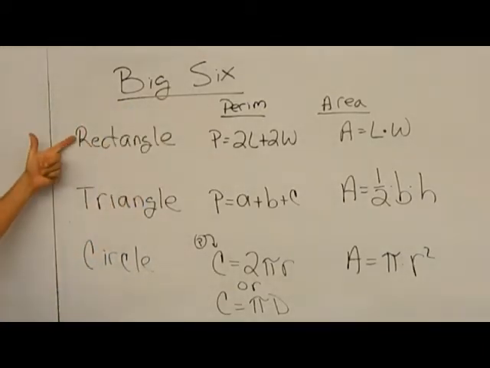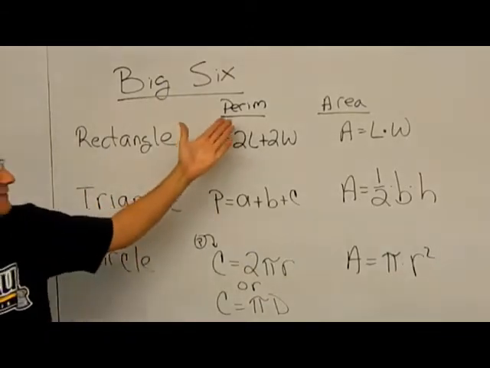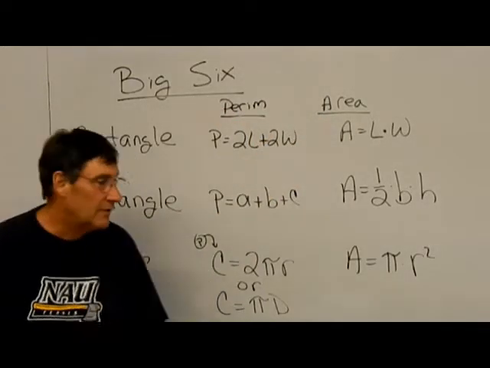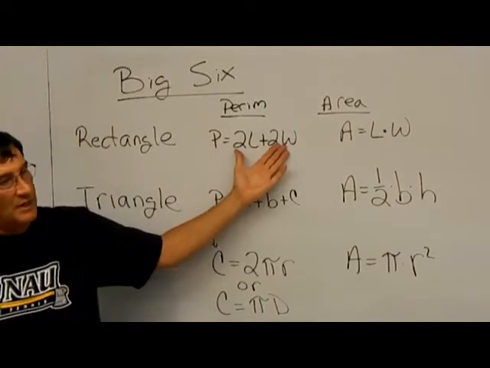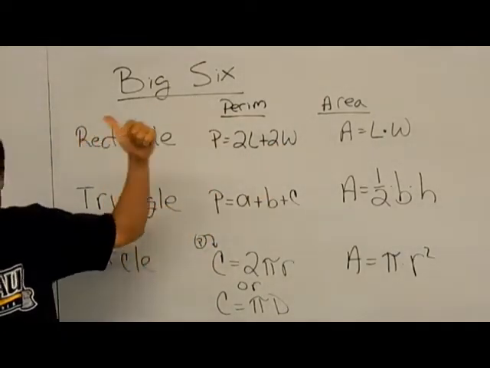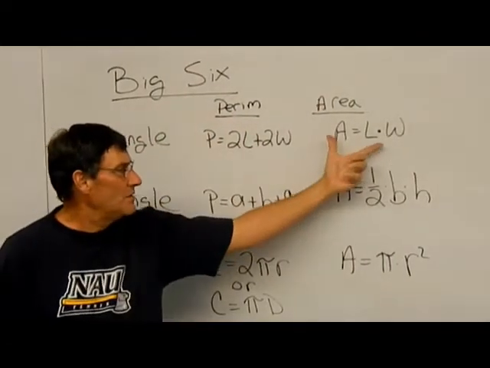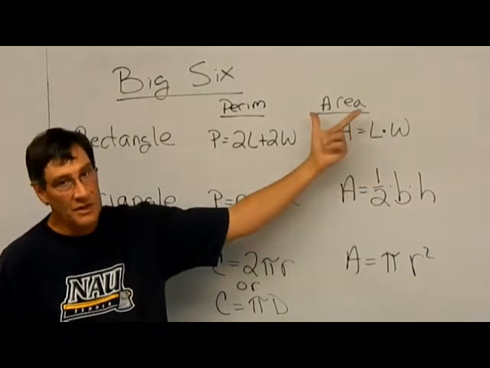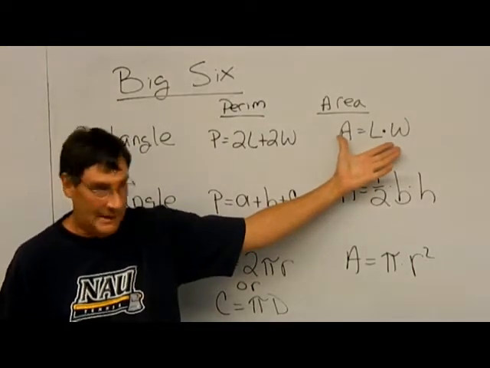The big six are these three primary shapes, the rectangle, the triangle, and the circle, and each of them has a perimeter and an area that goes with it. You probably know all of these formulas. For the rectangle, perimeter is 2 lengths plus 2 widths. Pretty complicated. Perimeter is the distance around the outside of a shape. Area is probably the formula most of you memorized best: area equals length times width. In the book you may have learned this as base times height. I don't really care, they both work just fine.